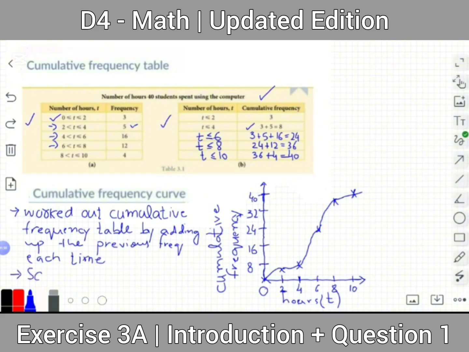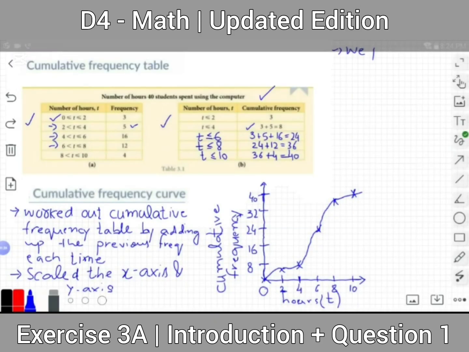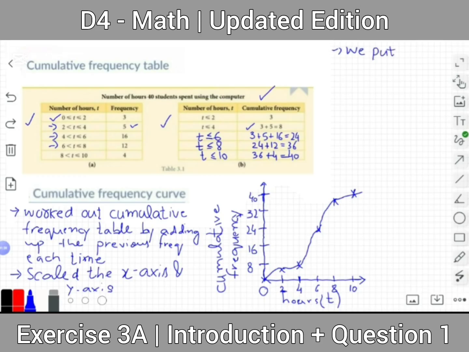Then scale the x-axis and y-axis. We put the hours spent on the x-axis, and we put the cumulative frequencies along the y-axis.